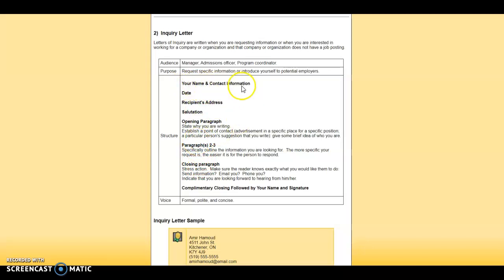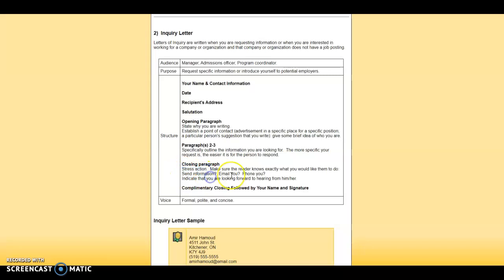You, of course, have your name and contact information, the date, the recipient's address. You've got your salutation. You've got your opening paragraph where you establish why you're writing. You've got 2 or 3 body paragraphs where you further explain yourself and specifically identify what information you're looking for. And then you've got a closing paragraph where, I like this here, it says stress action.